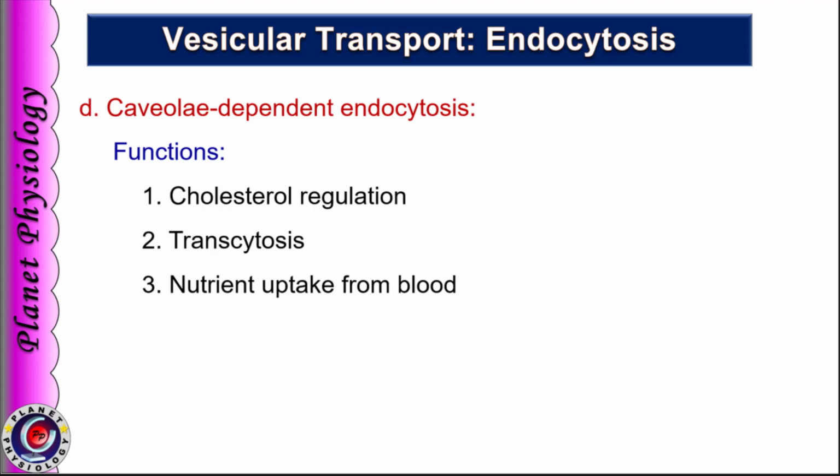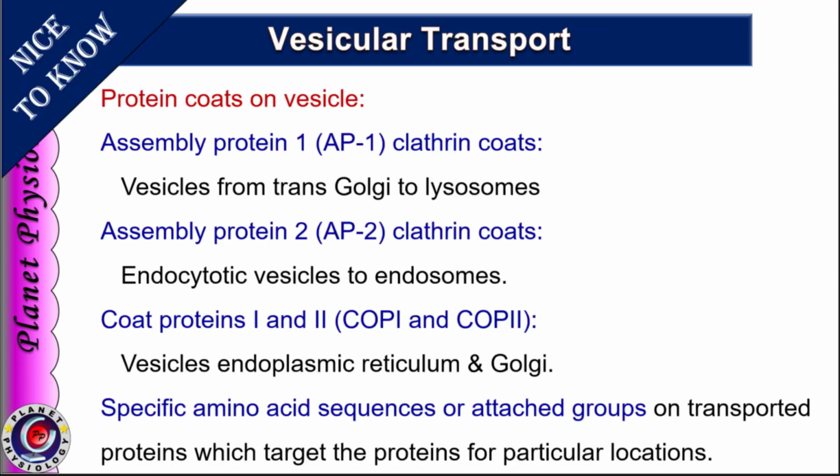Here is some nice to know section for vesicular transport. It is shown that vesicles involved in transport have protein coats around them. In humans, 53 coat complexes have been identified. Assembly protein 1 clathrin coat are present on vesicles that transport proteins from trans-Golgi to lysosomes, whereas assembly protein 2 clathrin coats are present on the endocytic vesicles that transport to endosomes.